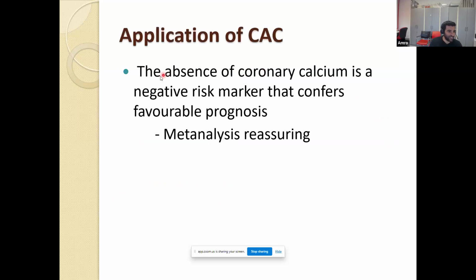What we can say to patients is the absence of coronary calcium is a negative risk marker that confers favorable prognosis. So we can say to them there has been a meta-analysis of 72,000 asymptomatic patients with high cholesterol, and they were found to have a cardiovascular event rate of 0.47% over 5 years. So less than 1% over 5 years with a calcium score of 0. So we can reassure these people, you are fine, you do not need to take a statin.